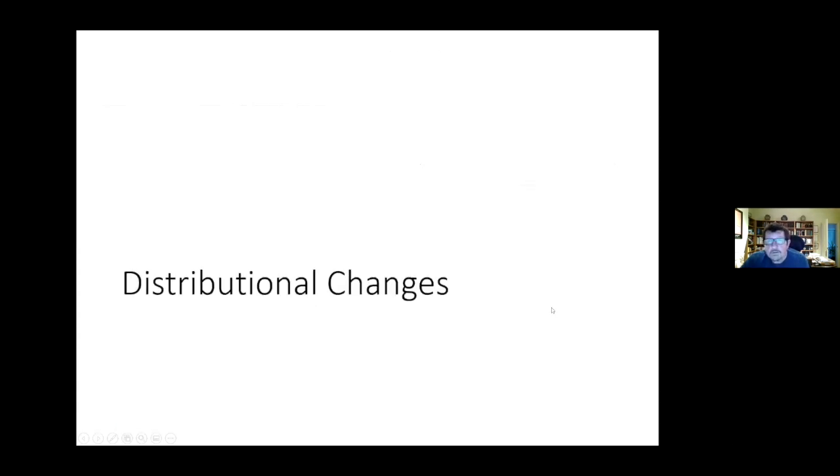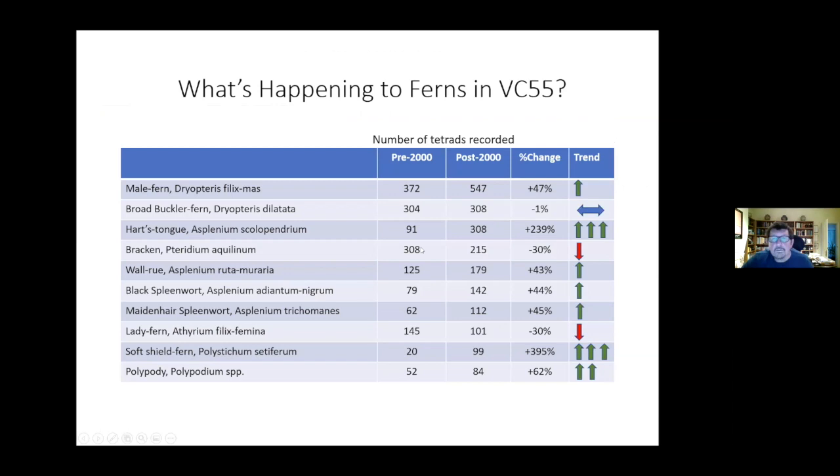Right, let's have a look at the changes in distribution, shall we? So what I've done is I've looked at the number of tetrads where we have records pre-2000, post-2000. So it's the percentage change in the trend. Now, there's one thing before we start here. One, these are only records of occurrence. It doesn't tell us how many there were per tetrad. Also, the comparison is quite skewed. Now, pre-2000, so that's everything that we've had since records began in 1747 with Richard Pulteney. So that's 253 years of records.